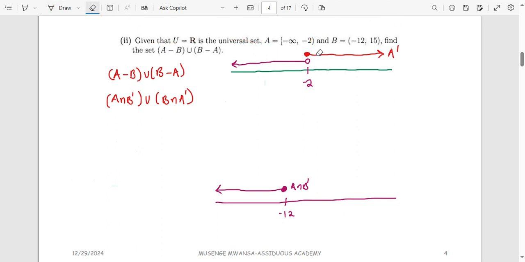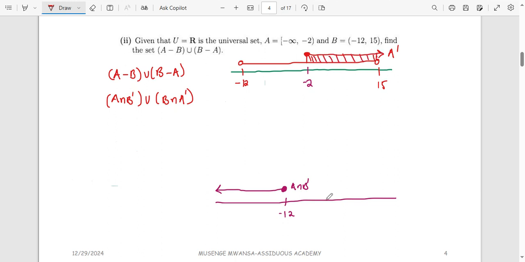Okay, I'm now going to remove this set so that I remain with the complement. So we want where A complement is meeting with the set B, and B is from negative 12 up to 15. So negative 12, I'm going to open here. 15 is also open. So can you see where the intersecting is from here only up to here? So just this region.